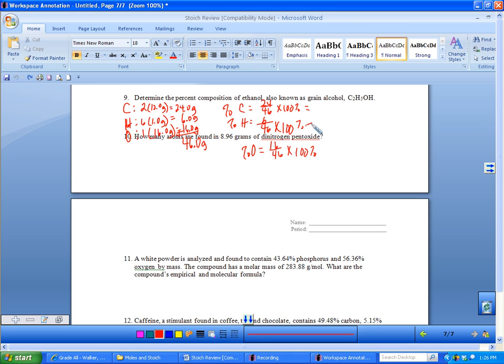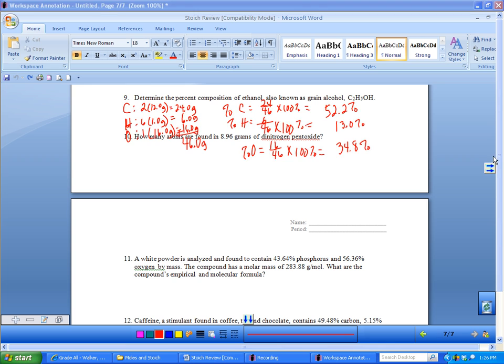I'll round these off to the tenth, keep me out of trouble. So 24 divided by 46 times 100%, I got 52.2%. I got 6 out of 46, divided and multiplied by 100, and I got 13.0%. And then I did 16 out of 46 and multiplied by 100 and got 34.8. So there's your percent composition, and yes, there are some of those on the test.